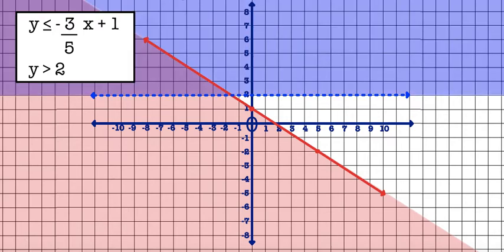So remember that any coordinate that is on this red region is a solution to our first inequality. Any coordinate that's in this blue region is a solution to our second inequality, and any coordinate that is in this purple region is a solution to both inequalities.